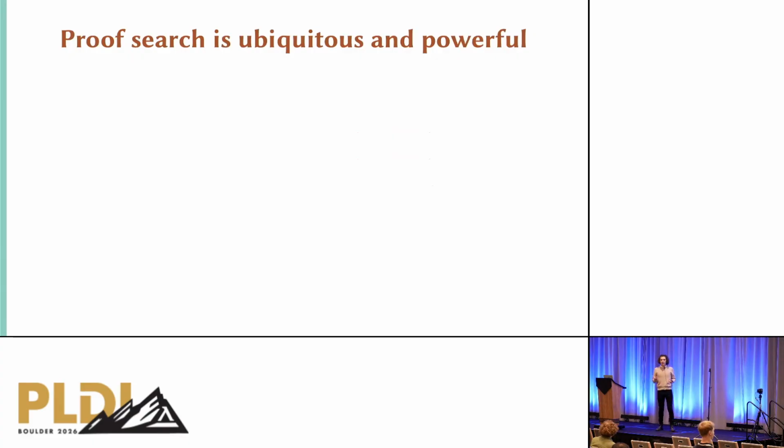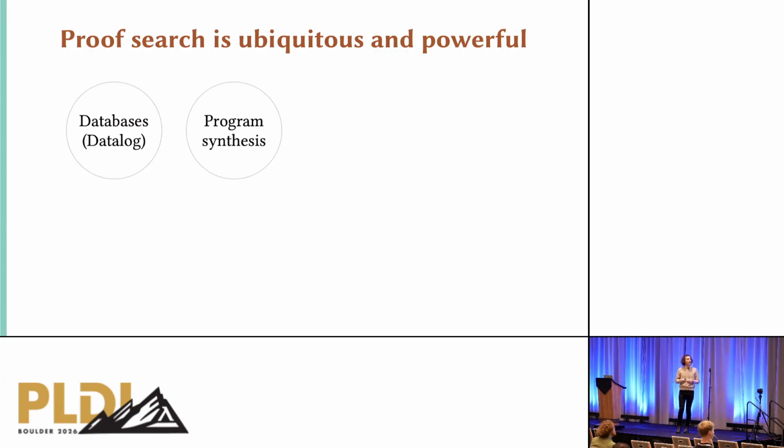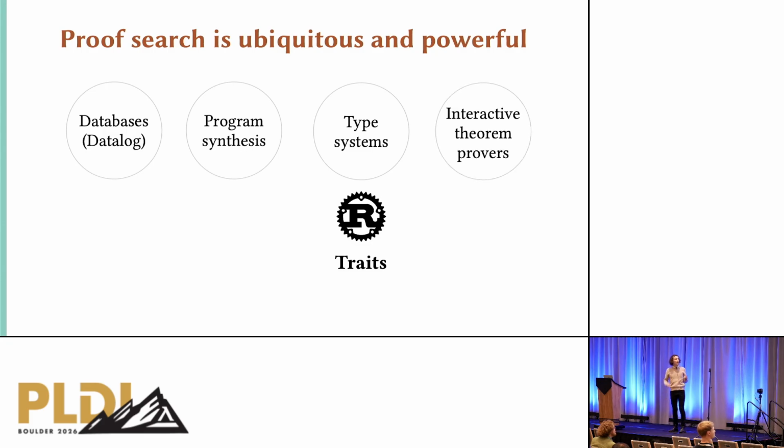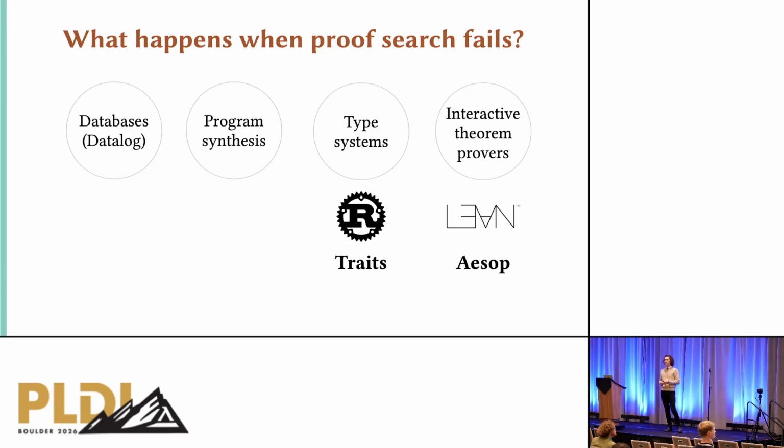Proof search is ubiquitous and powerful, powering things like database query engines like Datalog, many program synthesizers, type systems like the trait system in Rust or type classes in Haskell, and of course, tactics in interactive theorem provers like simp for Lean. And proof search, when it works, is amazing. But what happens when proof search fails?